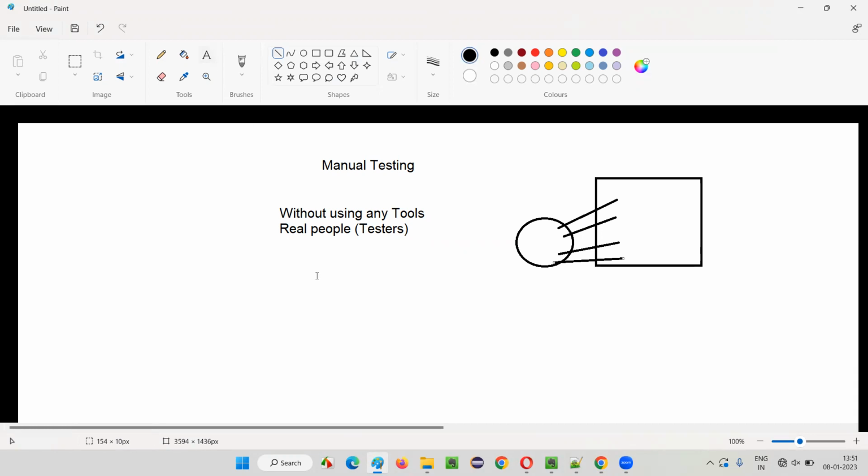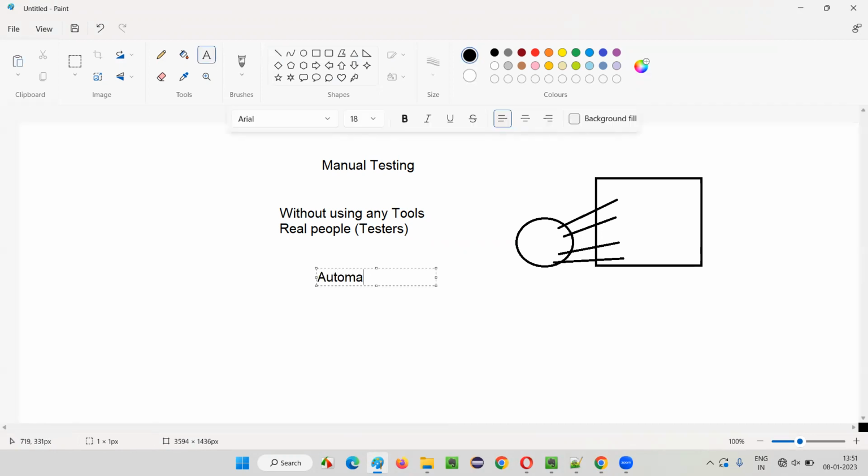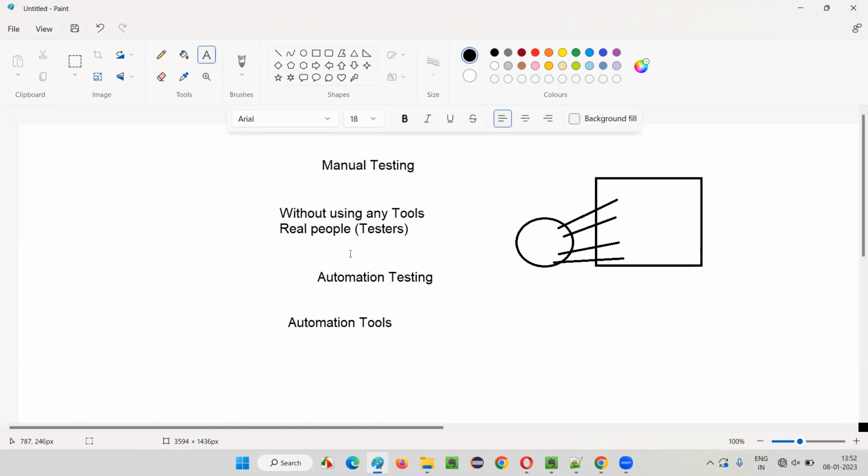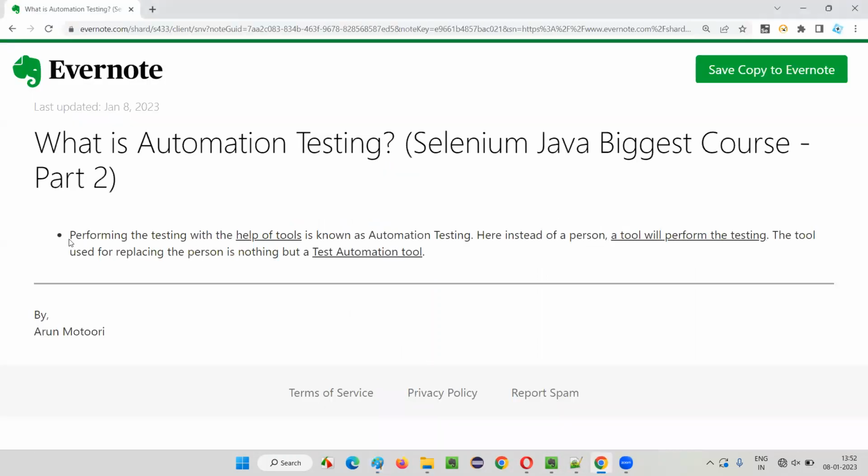But coming to automation testing, the simple difference we have is, in place of the real people, we are going to use some automation tools. With the help of automation tools, we are going to perform testing, guys. These automation tools are going to replace these people. So you don't have to sit before a computer machine. Rather, on behalf of you, this automation tool will be performing the testing for you. Such kind of testing is called automation testing.